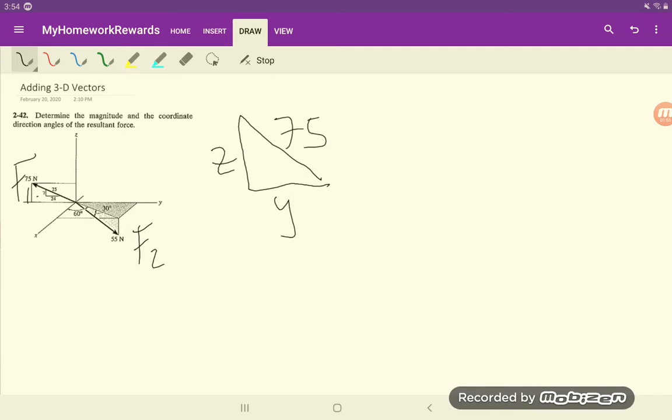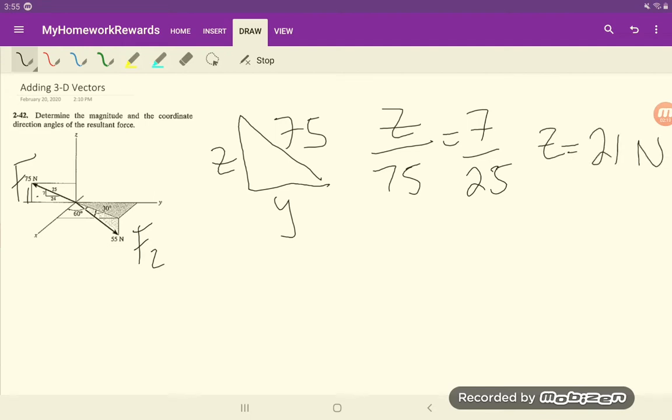If we wanted to solve for Z, we can say Z over 75 is equal to the same side on the smaller triangle, which is a 7, divided by 25, which is a hypotenuse. So if we rearrange this equation, that gives us Z is equal to 21 newtons. You can pause the video now and try to do the exact same methodology to solve for Y.